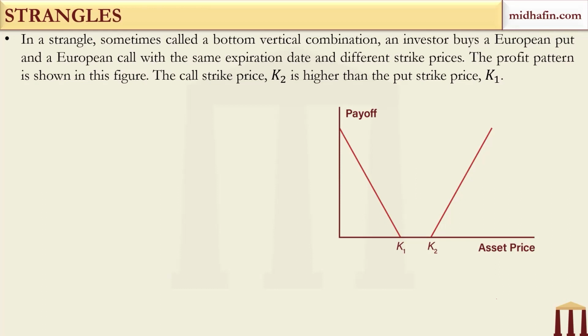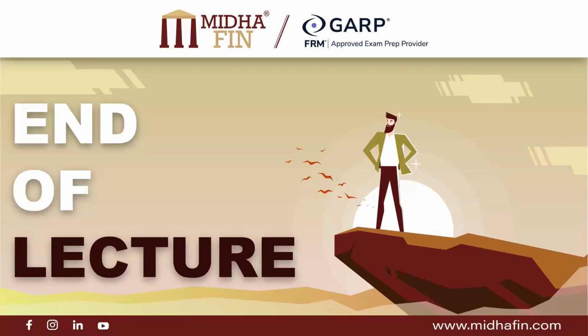It's just a variation of the straddle only. So the straddle is the basic one. Strangle, strip, and strap are all variations. Okay. So with this, we have completed this chapter.